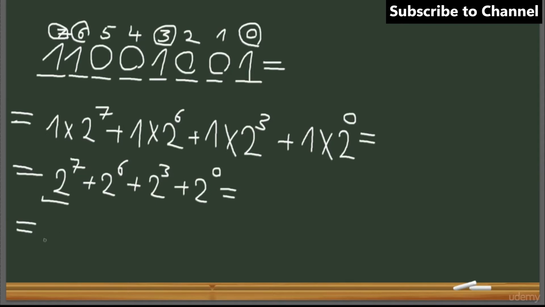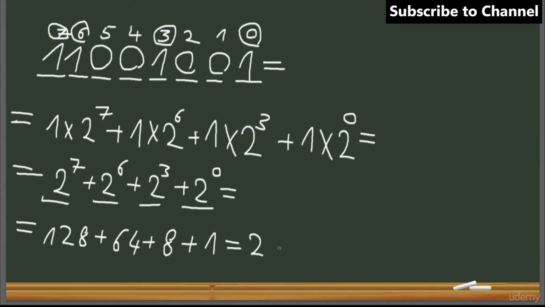2 to the power of 7 equals 128, 2 to the power of 6 equals 64, 2 to the power of 3 equals 8, and 2 to the power of 0 equals 1. When we sum this together, it's going to return 201.